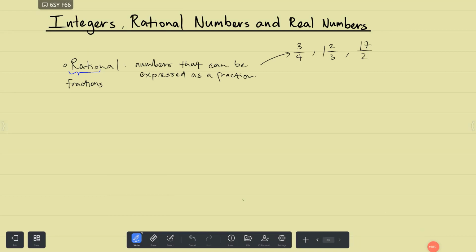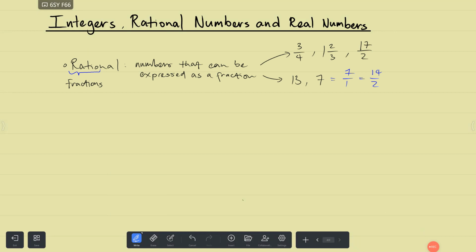Okay, one thing about rational numbers is that they can also be whole numbers. So for example, 13 or 7. You might be thinking, why is 13 or 7 a rational number? So for example, look at 7. You can rewrite this as 7 over 1. Or rewrite this as 14 over 2. In this way, you can understand they can be expressed as a fraction.